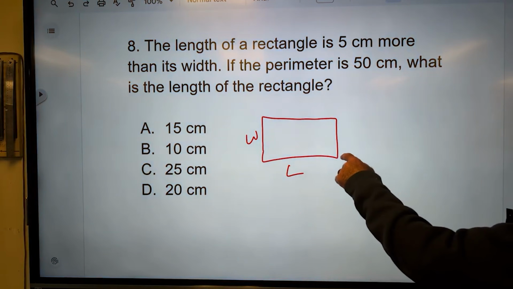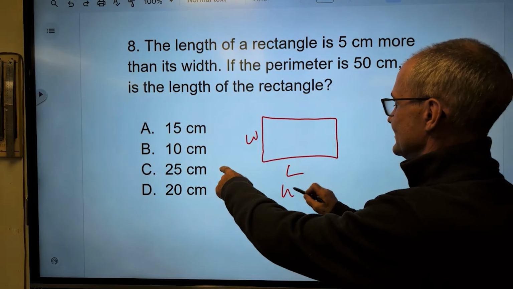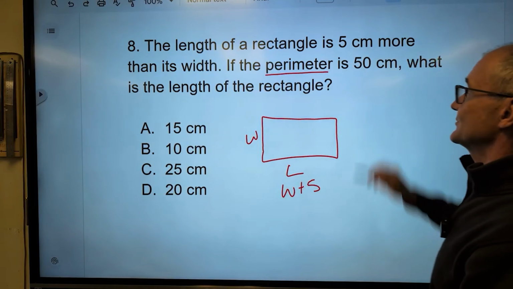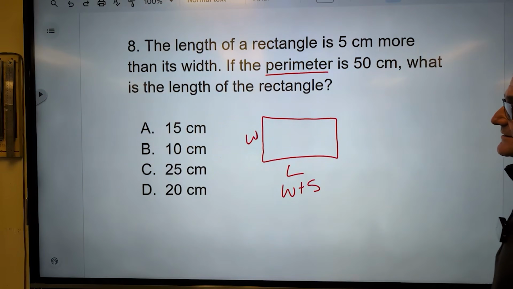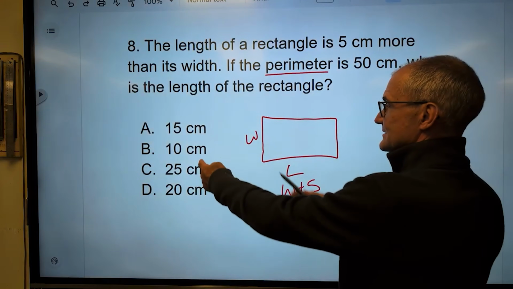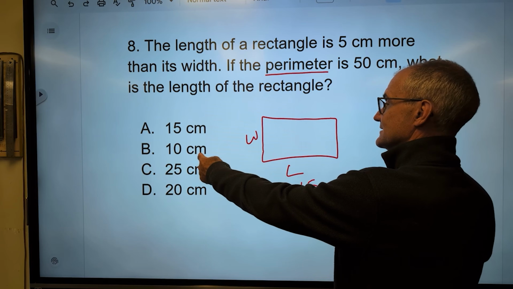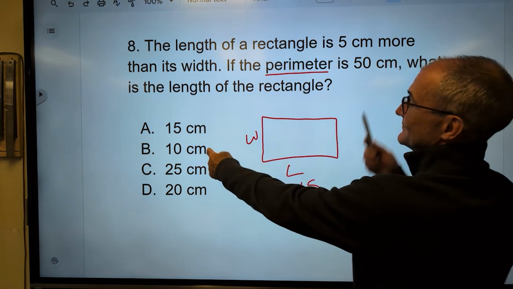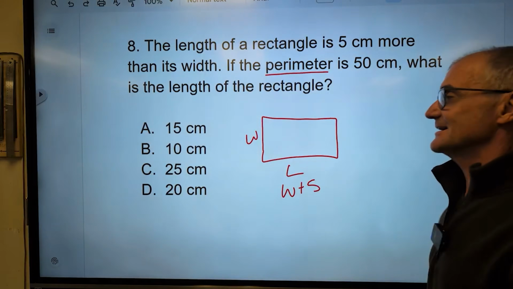The length is whatever this is plus 5. We're talking about the perimeter, and the total perimeter is 50. So the quick way to do this is plug in values. 10 and 15. 10 and 15 will give me 25, will give me 50. So I could see that's the right answer.